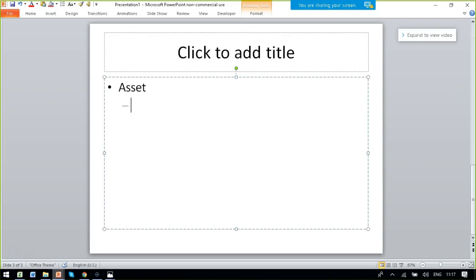Something you possess. Correct. Something of value. Correct. Yes. Something of value. That's what we say, usually asset. So when we say this person is an asset to the organization, what we say is that this person is valuable to the organization.